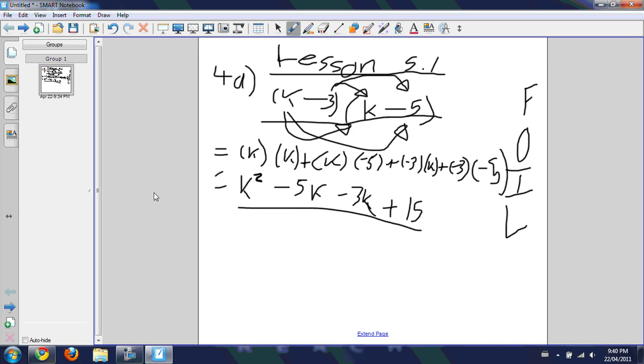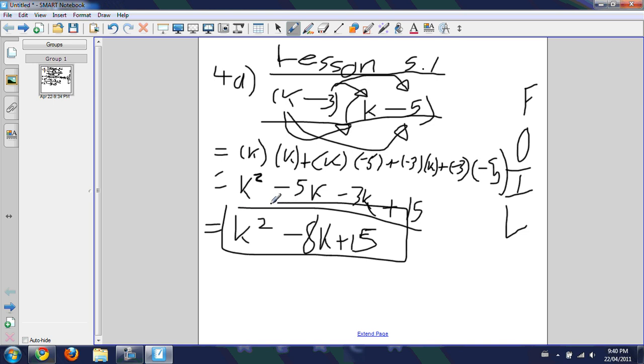So that's the answer, and then we simplify that. It will be k squared minus 8k plus 15. So this would be your final answer.